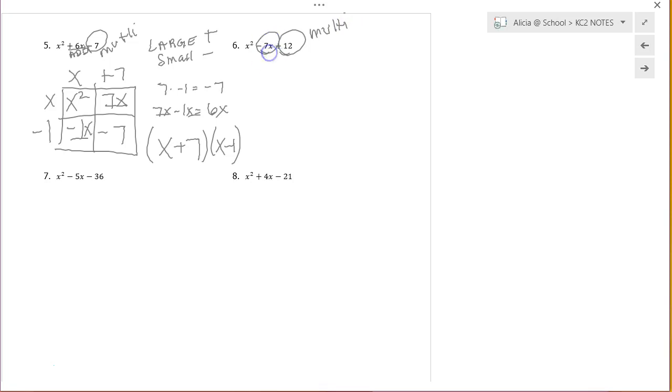I'm adding to a negative 7. So if I'm multiplying to a positive number, but the number I am adding to is negative, that means both of them have to be negative. Again, I'm just referencing that chart that was on the first part of our notes.